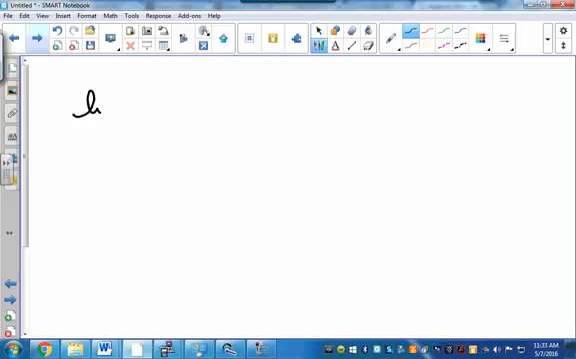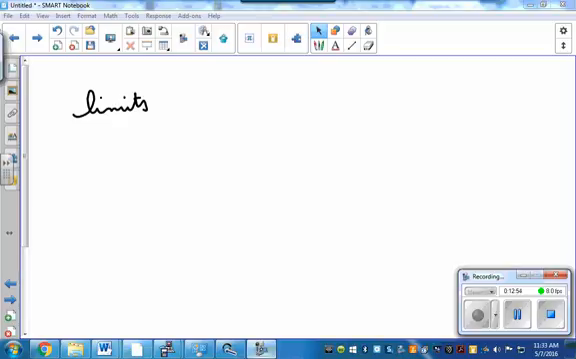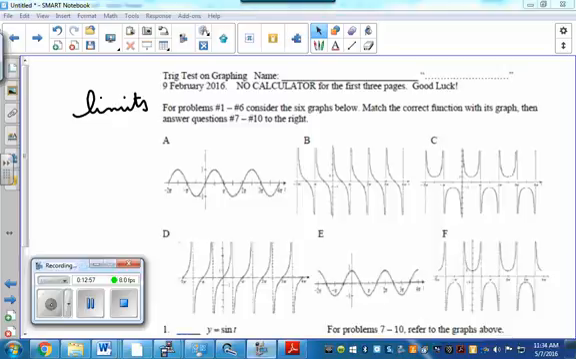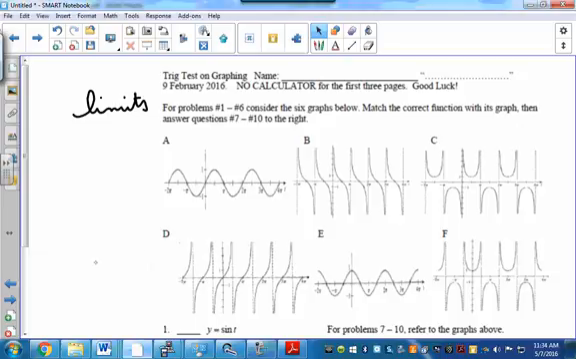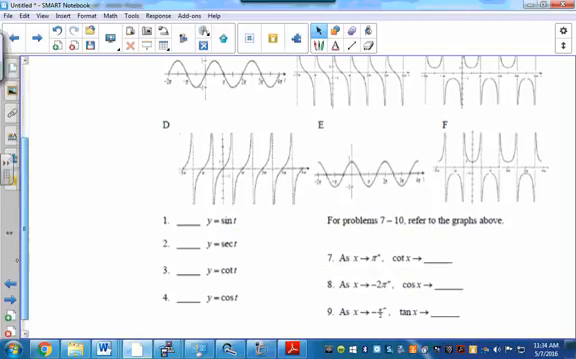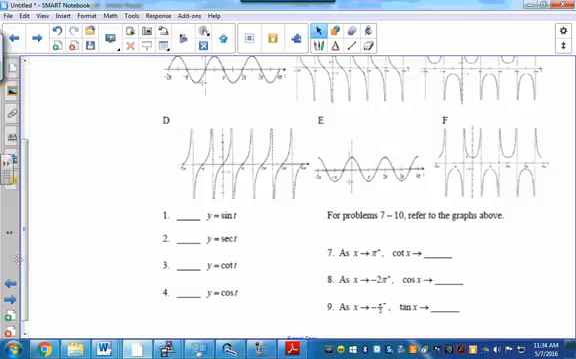We're talking about limits, and we actually saw limits at one point when we were doing the trigonometry test. Let me pull that up. Let me pause this just for a second. Okay, so what I've done is I've pulled up your test on graphing. This was the trig test on graphing. And we noted that there were some problems, 7 through 10, that asked questions like this.